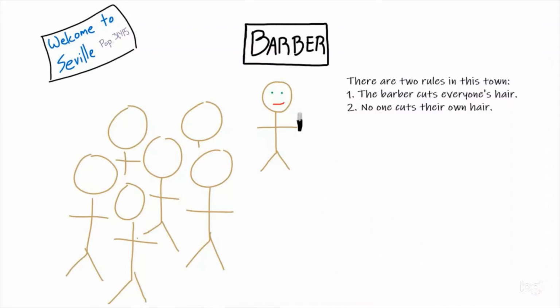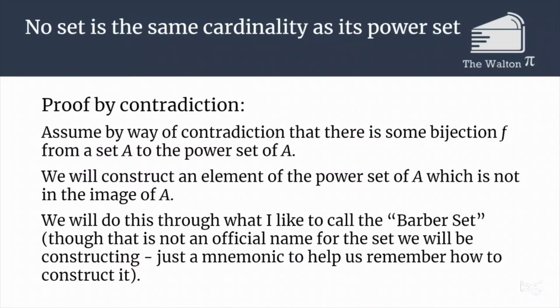Well, besides the kind of snarky answer where you say, well, the barber's bald, so he can't cut his hair, but he's also cutting his hair trivially. Besides that, we do run into this paradox. And this paradox gives us a hint as to how we might be able to construct something that would lead to a contradiction to saying that there is a bijection from a set to its power set.